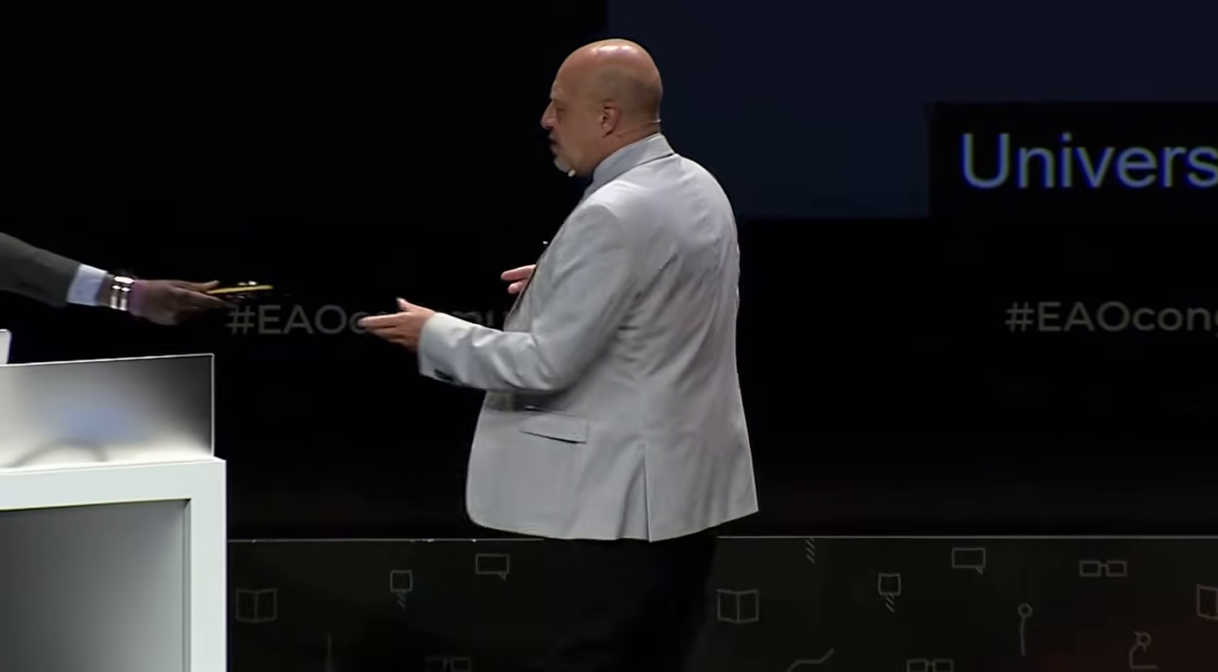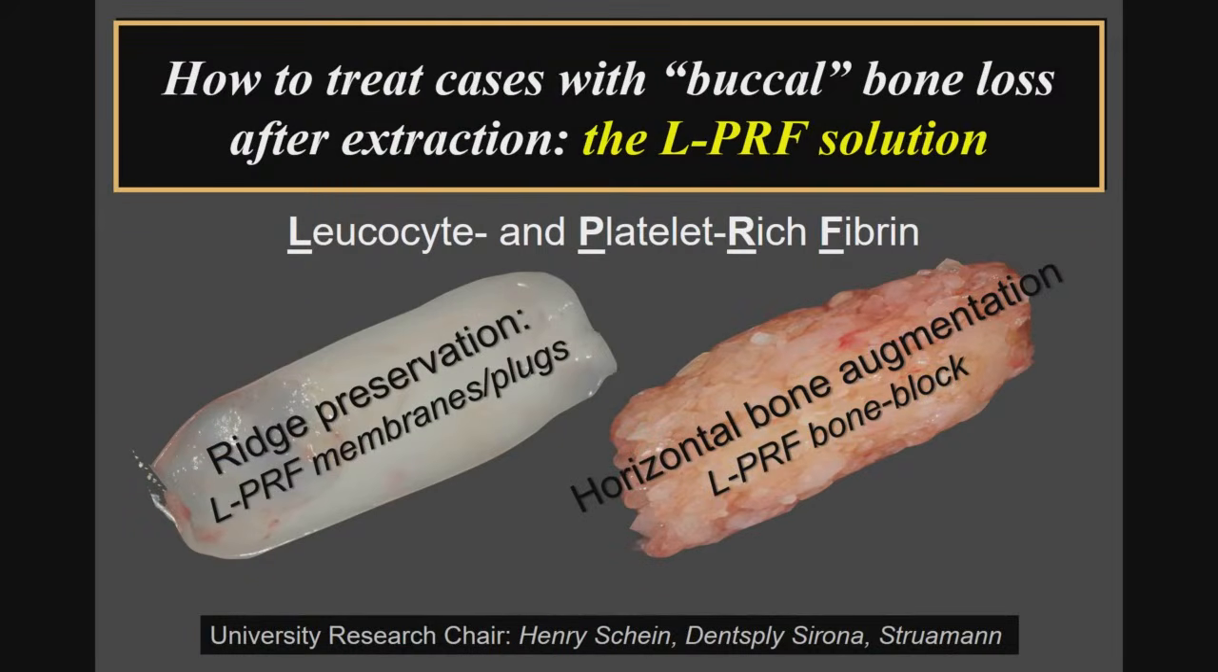I could, of course, finish this presentation by telling you that this is an optimal treatment option, but what I would like to show you is the simplicity of this technique. And that is, I believe, one of the big advantages of this story. In the first part, I would like to talk about the use of LPRF membranes, or plugs, for ridge preservation. And in the second part, I would like to talk about horizontal bone augmentation using an LPRF bone block.